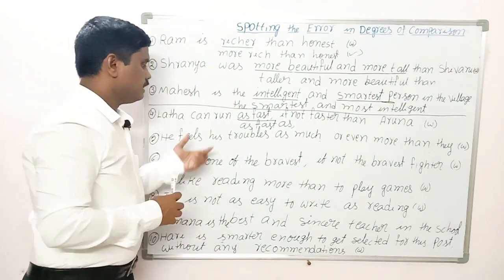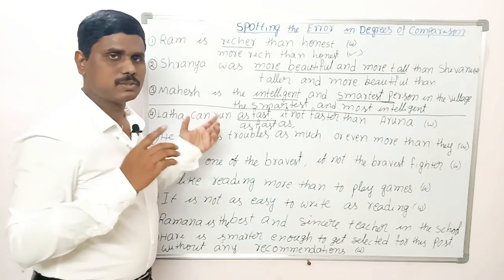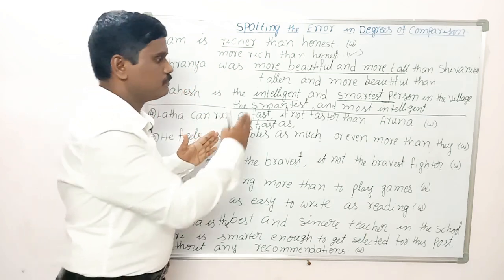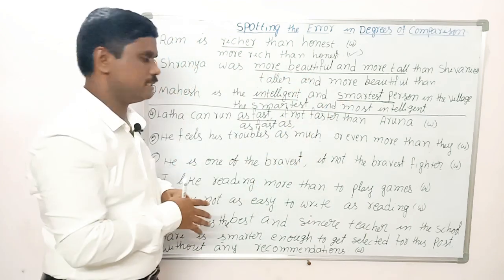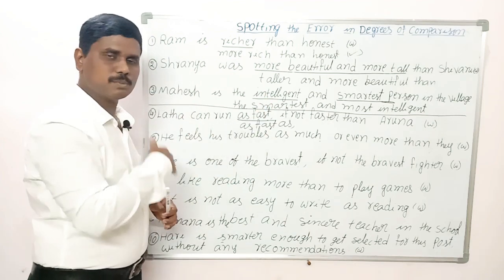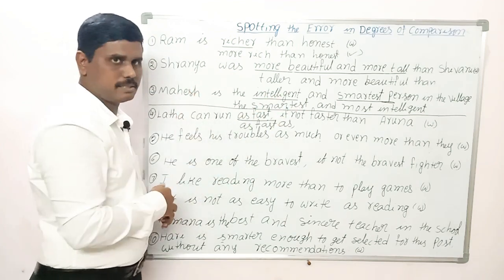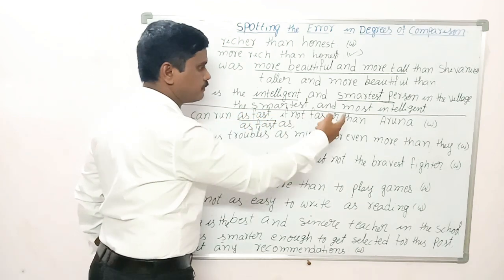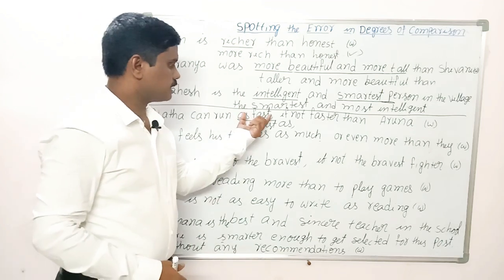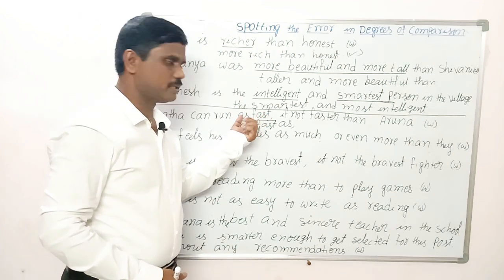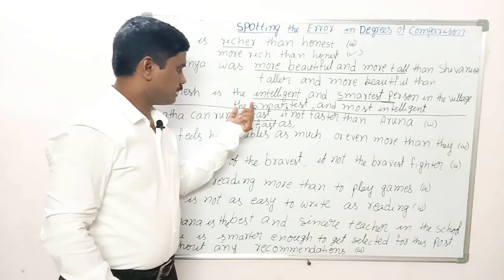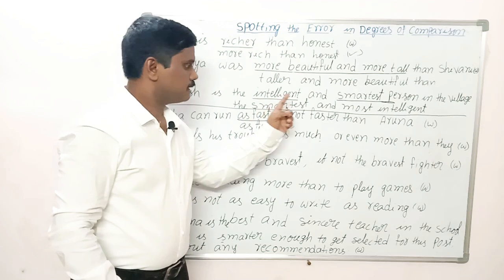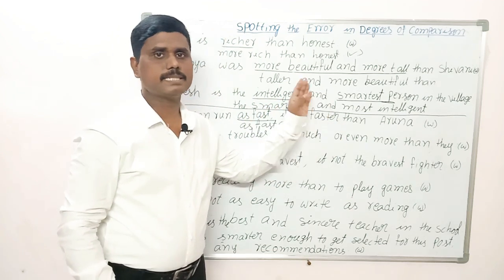Once again listen. When one sentence has 2 degrees, first we must express 1 degree perfectly, then we have to express the other degree. So in the examination they will give like this. Almost all competitive examinations we find this sentence. Lata can run as fast, comma, if not faster than Aruna. The mistake is here. Whenever we find as fast, as good or as tall, something, another as is required. You must write it, then only you express the next degree.